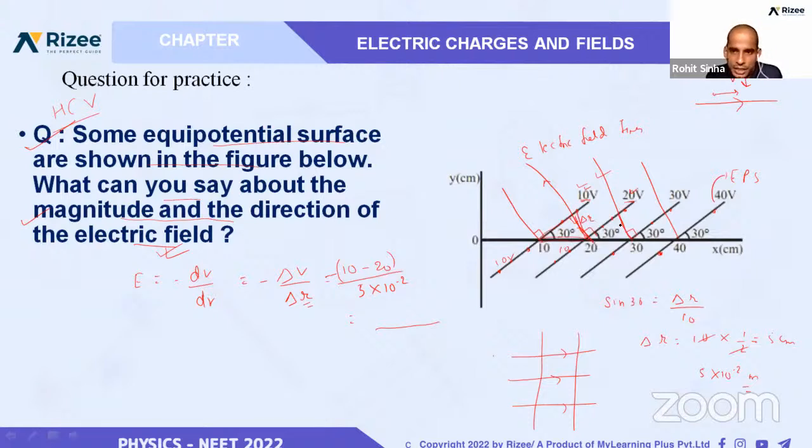That means the electric field will be in this direction only, because the potential is decreasing in this direction only, from 40 to 30, from 30 to 20, from 20 to 10. So we determine that the electric field direction will be this, and we can find it by using some trigonometry like this.